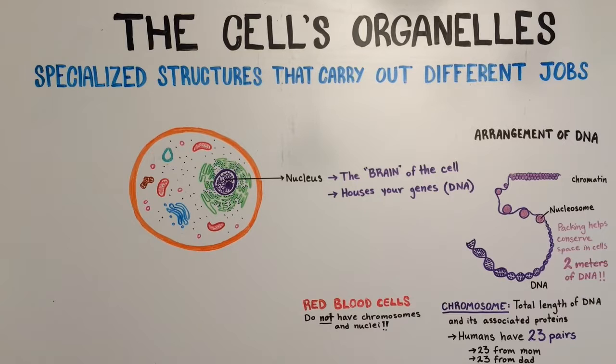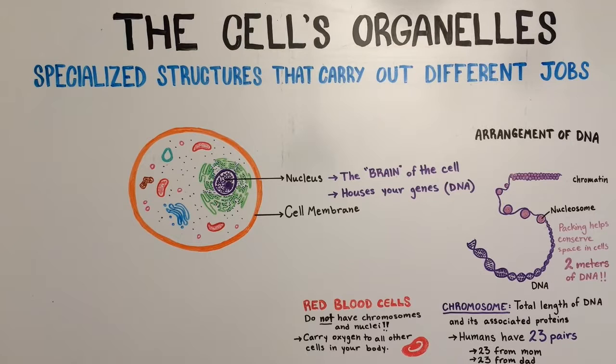The main function of red blood cells is to carry the oxygen that you breathe into your lungs to all the other cells in your body. Therefore, having no nucleus allows these special cells to use the majority of their volume to carry oxygen and to perform their job efficiently. The next structure we will look at is the cell membrane.